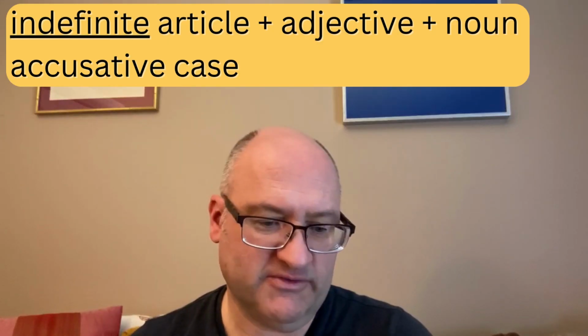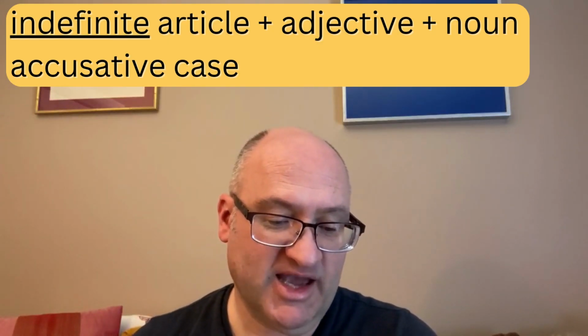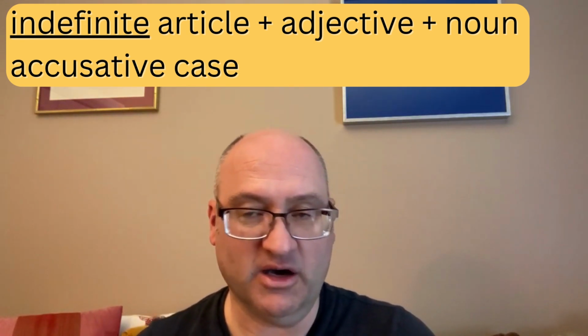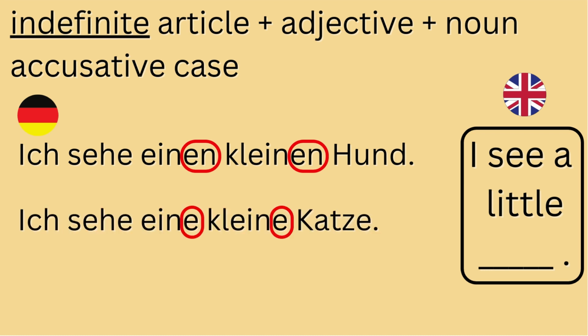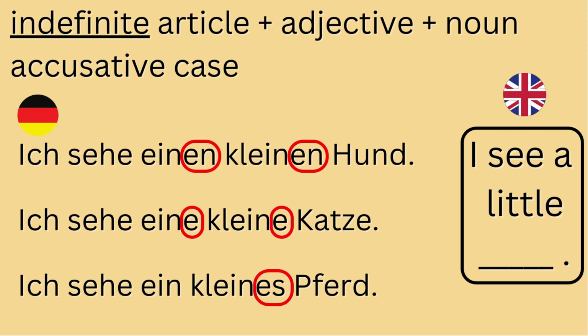The accusative case. So in this case, I see a little dog, a little cat, a little horse, and in German that would be Ich sehe einen kleinen Hund. Ich sehe eine kleine Katze. Ich sehe ein kleines Pferd. So here we see a couple of changes. So we no longer have for the masculine kleiner, we have einen kleinen Hund.